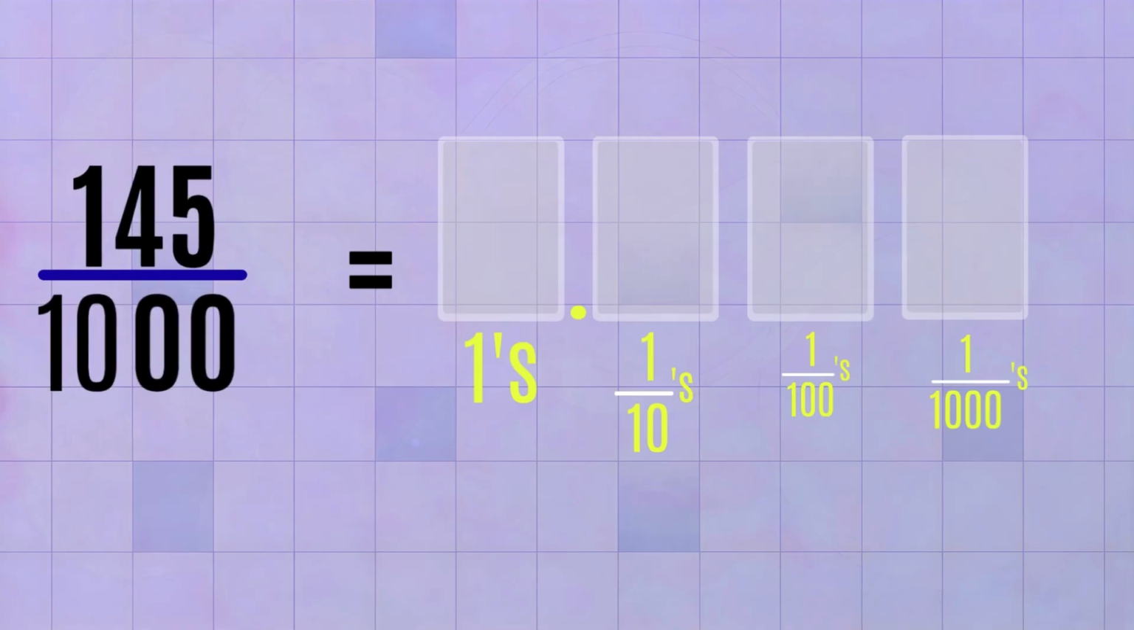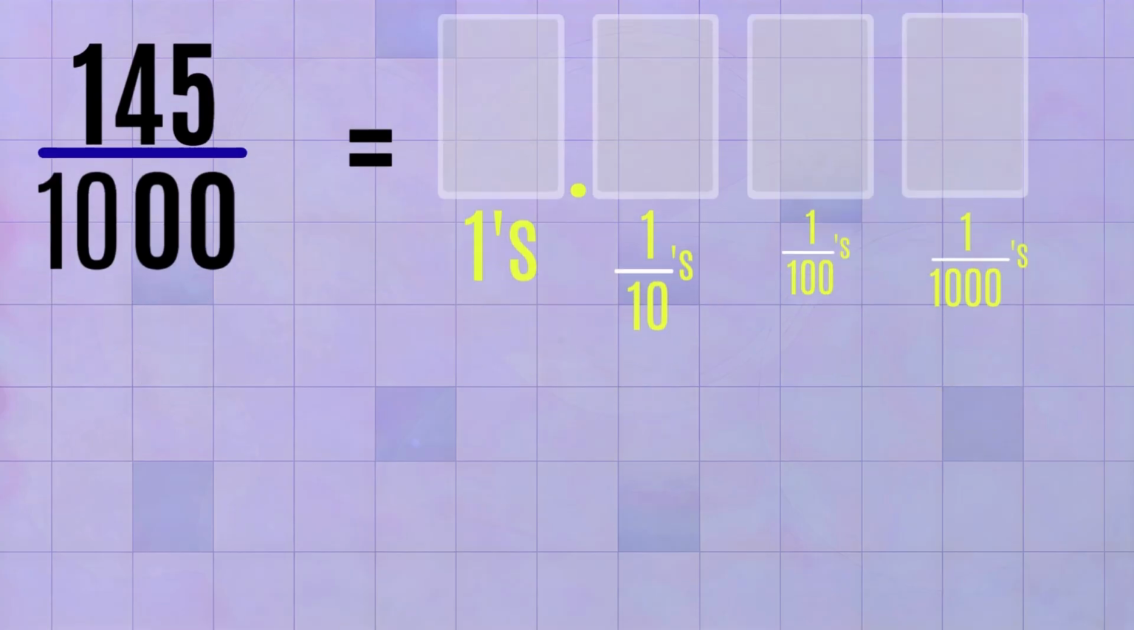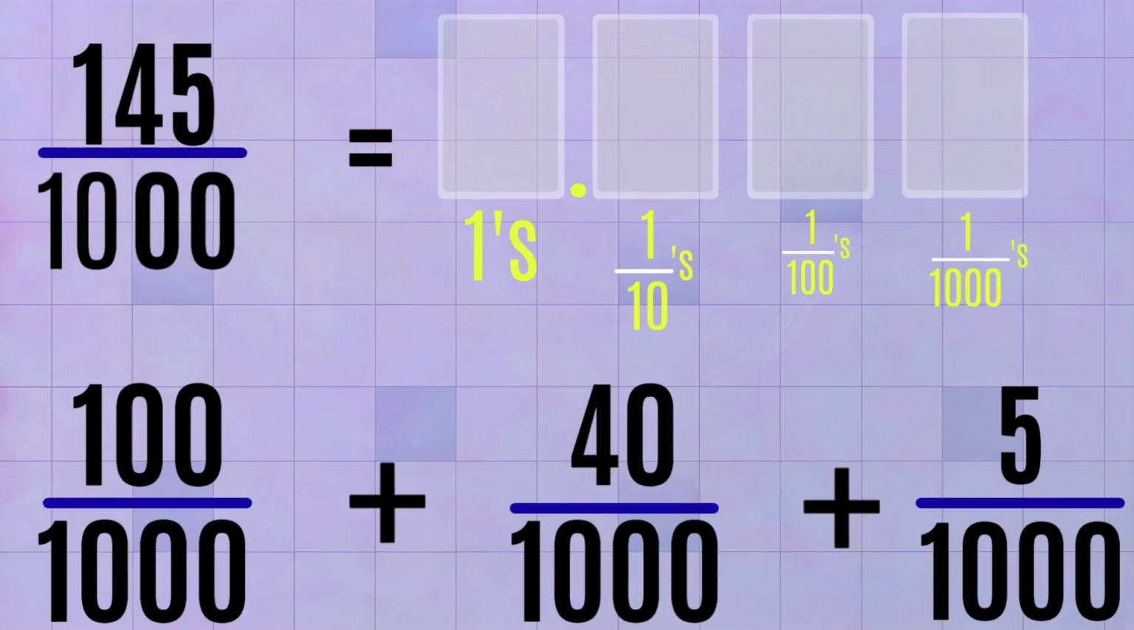Now let's look at 145 over 1,000. The bottom number is 1,000, so the whole is divided into 1,000 equal parts. The top number is 145, which means we are taking 145 thousandths. Here's a helpful way to see it. We can break the numerator into parts. 145 is 100 plus 40 plus 5.